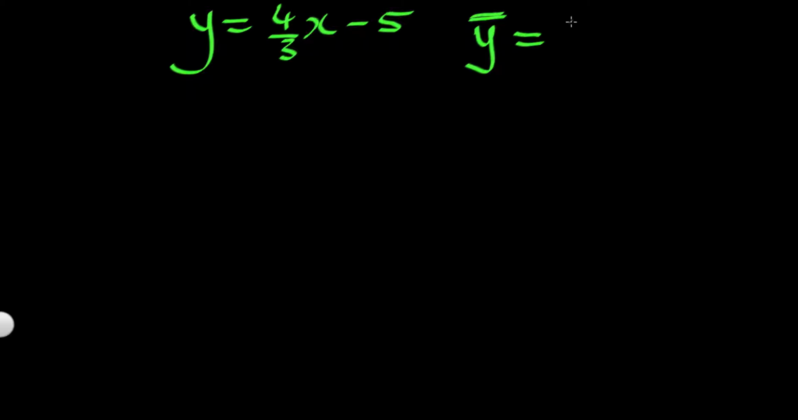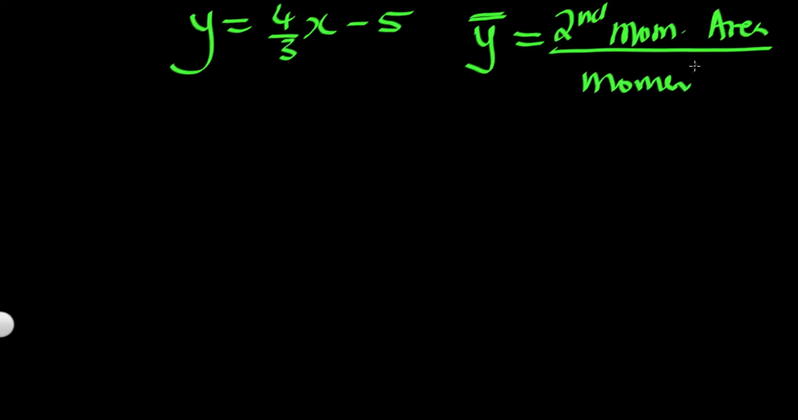So y double bar is the second moment of area over the moment of area. That's all you need to do. We already have the bottom part. We need to find the second moment of area.